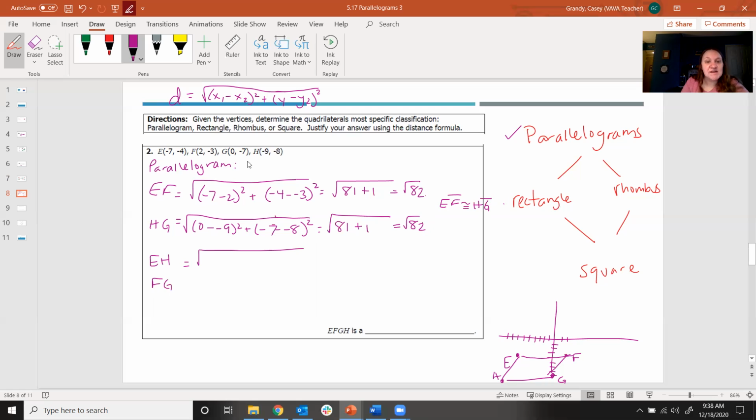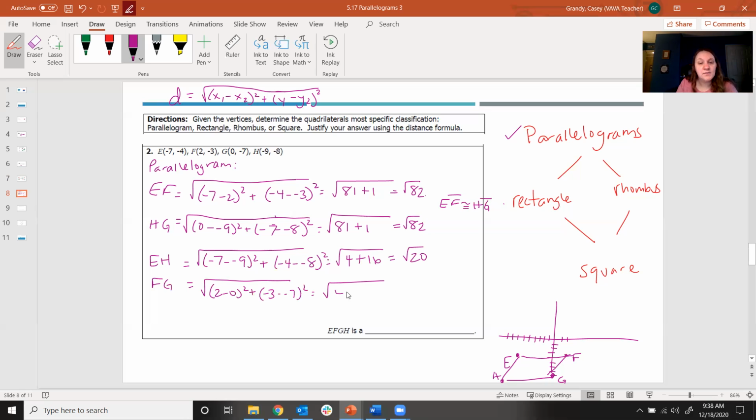So we'll use E and H. -7 minus -9 squared. -4 minus -8 squared. 2 squared is 4. 4 squared is 16. We get the square root of 20. Okay, so now let's find FG. 2 minus 0 squared. -3 minus -7 squared. 4 plus 16, square root 20. And you are welcome to use a calculator on these steps. Just make sure you're using those parentheses so those negatives don't mess you up.